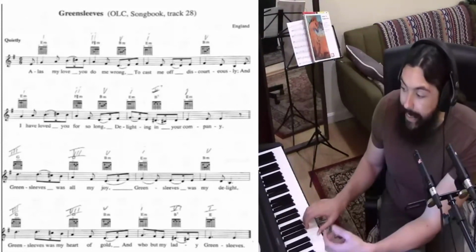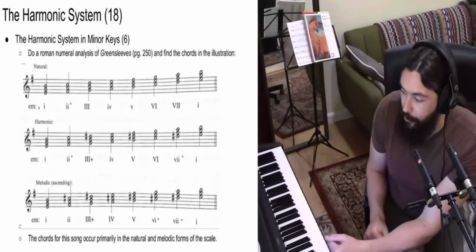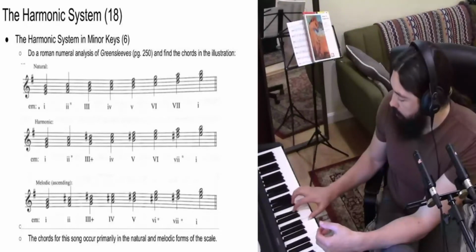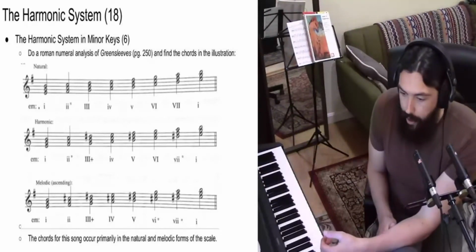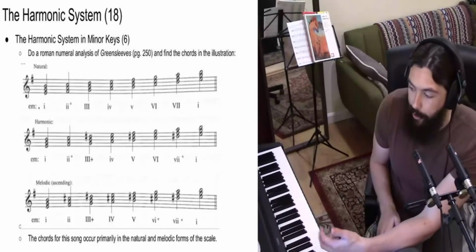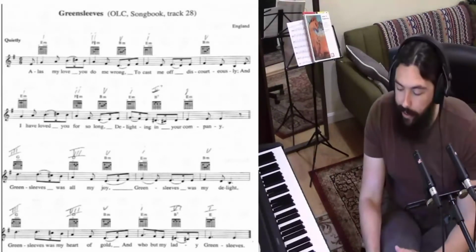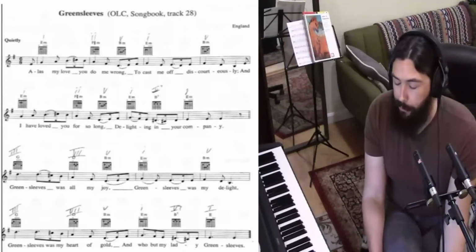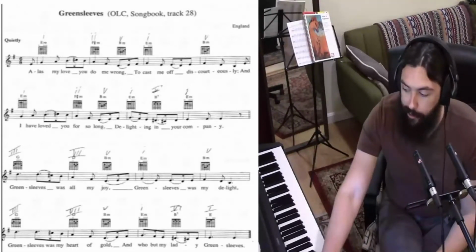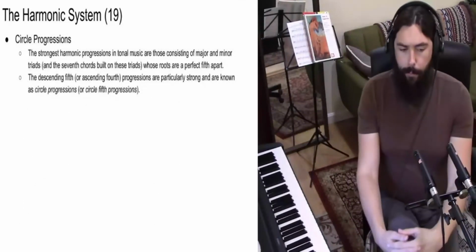Then we have B7. Now this one's different than the B minor, because this one's a B dominant 7 chord. And that one is going to come from either harmonic minor or melodic minor. So you can see that Greensleeves borrows from all 3 of these in some way, shape, or form. Now let's talk about circle progressions.